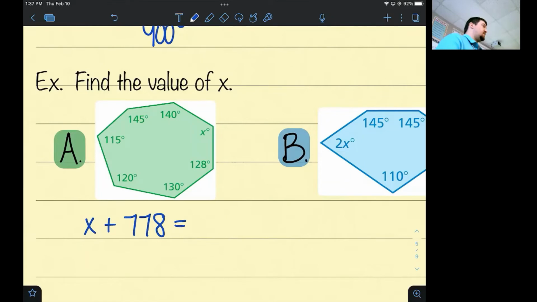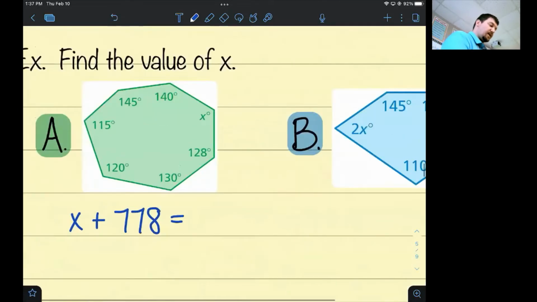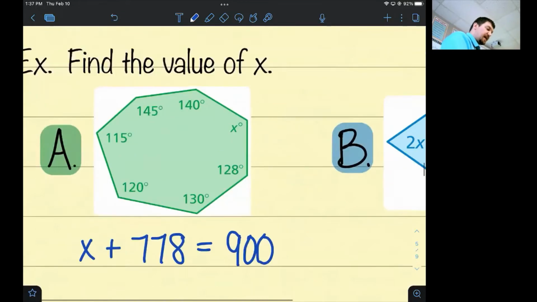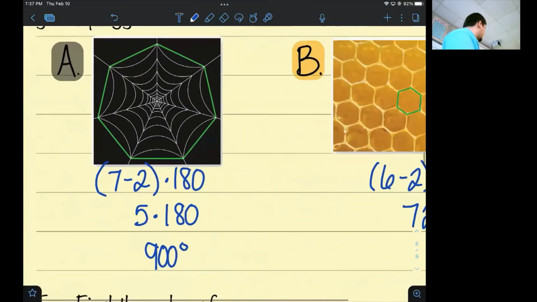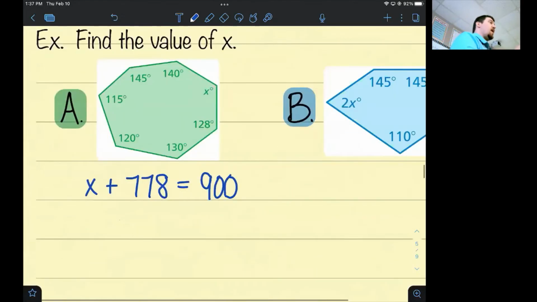Xander? 7. 7 minus 2 times 180, we just did that a moment ago, was 900 degrees. So we're going to set this equation equal to 900. Does everyone see where the 900 came from? Yes. This is 7 sides. 7-sided shapes like the spider web have 900 degrees. And so we set it equal to 900. So I don't care about all the other work as long as you have this and then you have it solved.